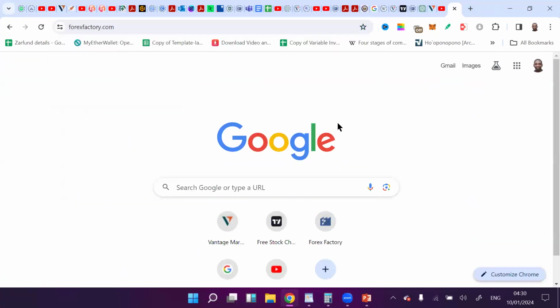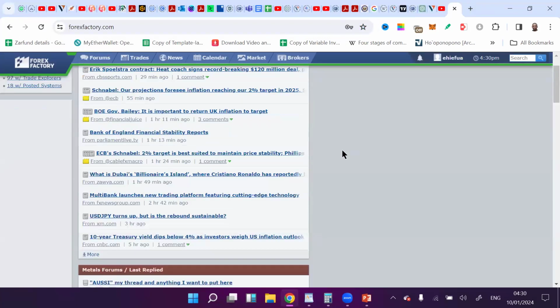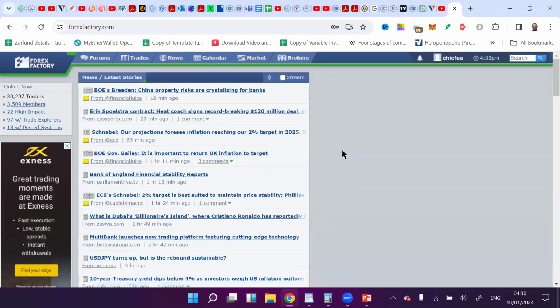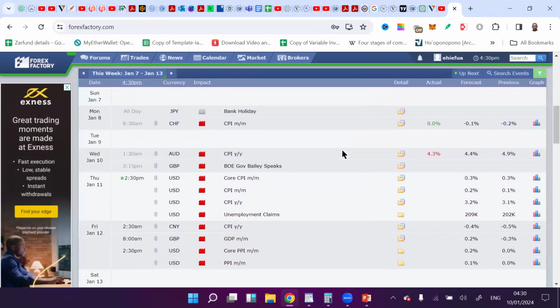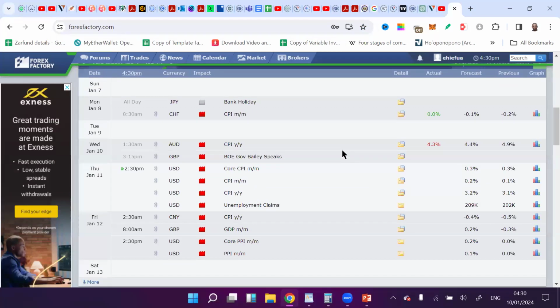Forexfactory.com. So when you come to forexfactory.com, you see a lot of things. This is an economic calendar that shows you a whole lot of things. What is going to happen tomorrow? What economic event is scheduled for next week? How is that going to affect the financial market? And therefore, what am I going to do with that in the market?